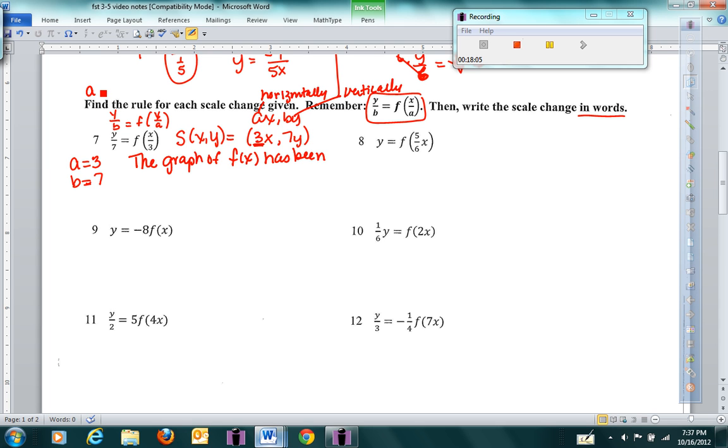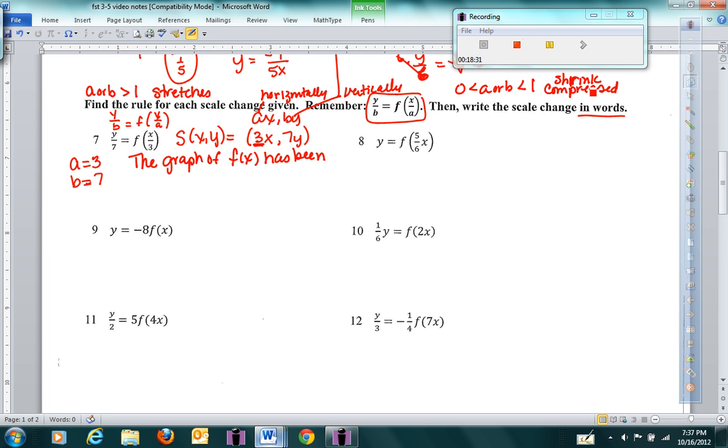If your a or your b are greater than 1, this is being stretched. It stretches the graph. If your a or your b lies in between 0 and 1, this is when you get compressed. The book talks about this as a shrink. It'd be shrinking the graph down.